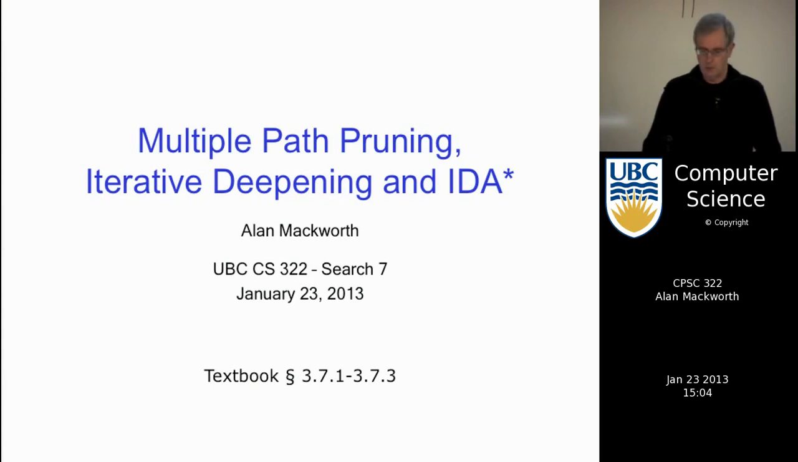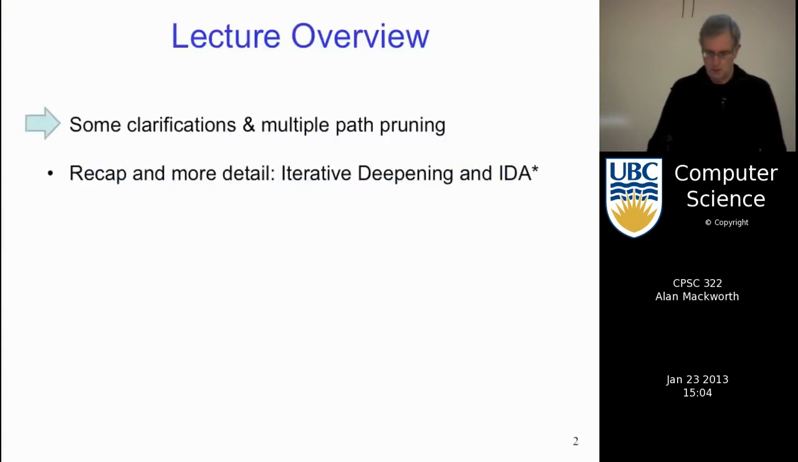That's where we're going. So say some clarifications, and we'll do multiple path pruning. Then we'll look again at iterative deepening and IDA star. And then we'll do a sort of overall summary of the search module, cover the search module learning goals, which will allow you to check what you're supposed to know, see if you do know it.